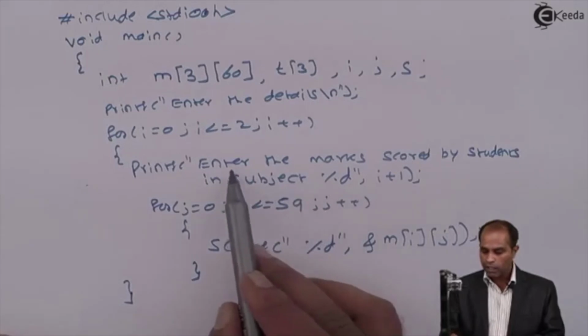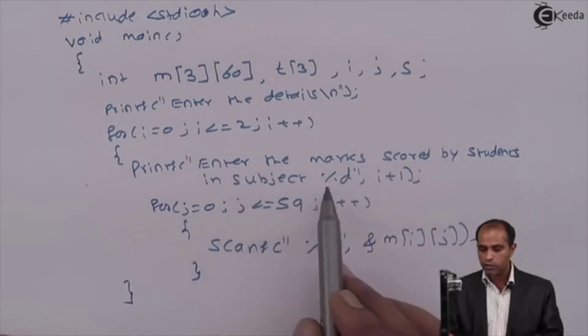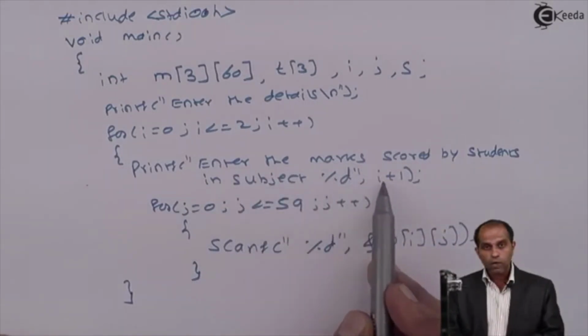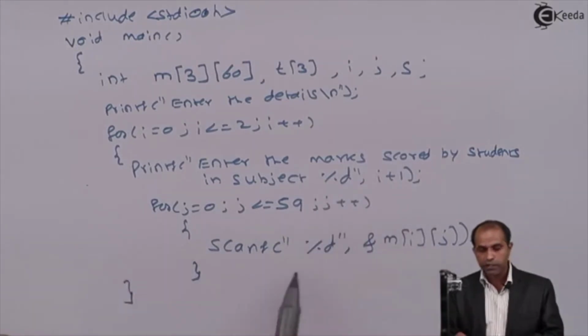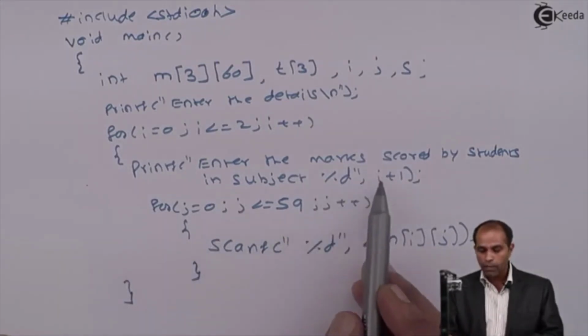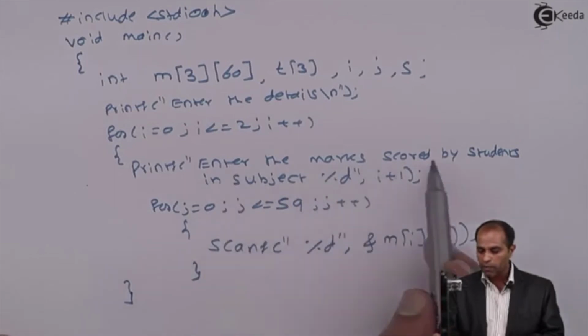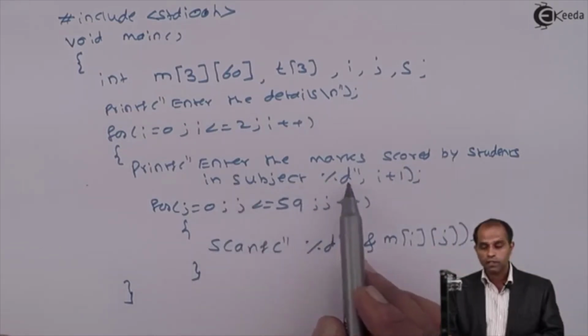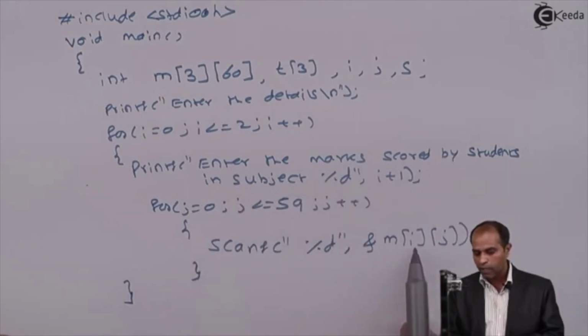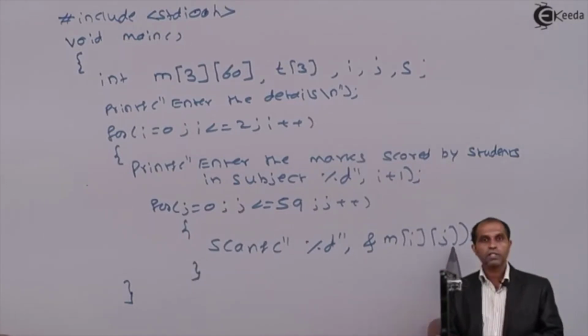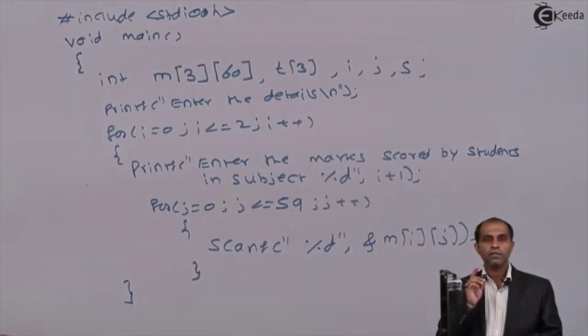When you go back, again enter the marks scored by 60 students in subject 1 plus 1 is 2, subject 2, again read the 60 marks. When you go back, i becomes 2, 2 plus 1 is 3, enter the marks scored by students in subject 3, and then j goes from 0 to 59, i is 0, and j keeps on changing. So when reading, I'll keep subject as constant and change the student value and store these marks, right?